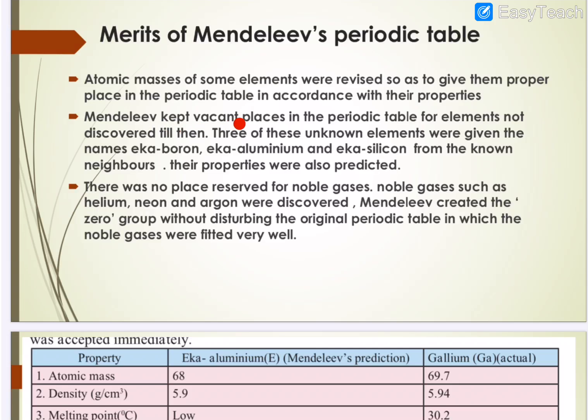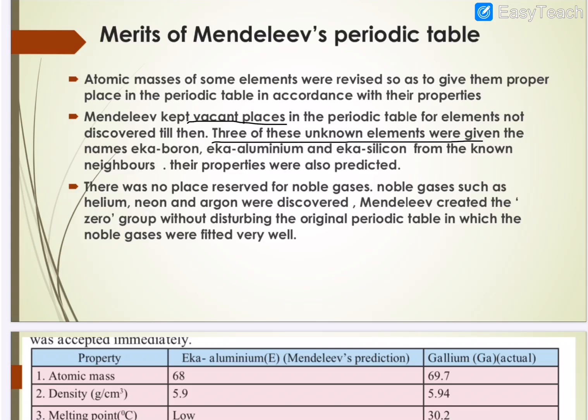And next, Mendeleev kept vacant places, means free spaces, in the periodic table for elements not discovered till then. So he predicted the discovery of some elements in the future, so he kept vacant spaces for them, means for those elements which will be found in the future. Mendeleev kept vacant places in his periodic table.